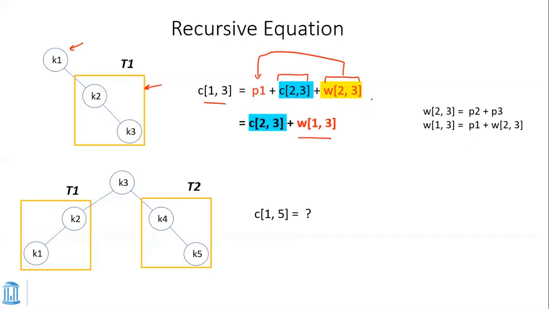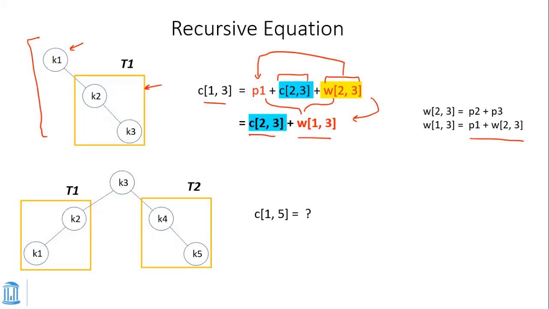I've written this in a slightly more concise form, which basically says the overall cost of this entire tree is the cost of the substructure plus the weight of all 3 of those keys, weight from 1 to 3. That's simply because I'm combining these two, as you can see over here.